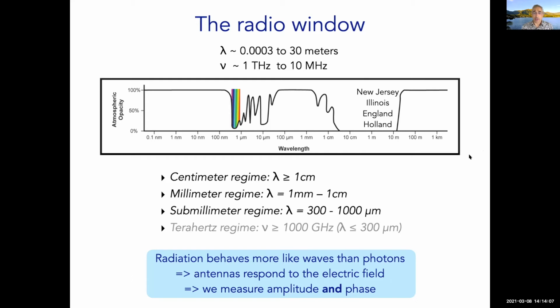And the unifying principle behind the techniques that we're going to talk about is that in the radio regime, radiation behaves more like waves than photons. So we collect the radiation by amplifying the electric currents that it induces in antennae, rather than looking at, say, the photoelectric effect or a photon kicking the electron out in a semiconductor. The advantage of this is that because we treat it as waves and we measure the electric current, we can measure amplitude and phase. This is critical for carrying out interferometry, as we'll find out.